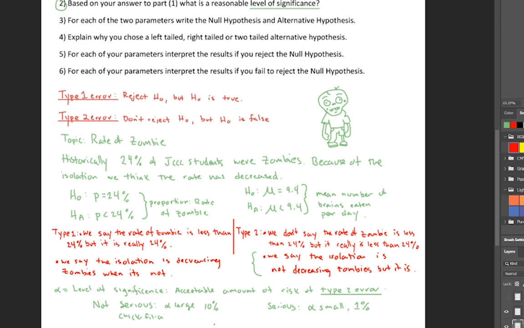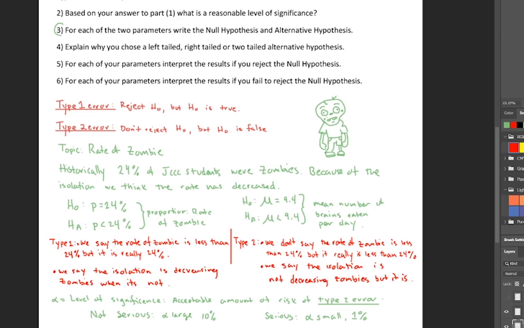So think about your project and think about what could go wrong in the real world if you come to a wrong conclusion. And if that's not a big deal, then you're going to choose a large level of significance. And if it is a big deal, then you're going to choose a small level of significance. In my mind, wiping out the zombie hordes is a very big deal, and I don't want to come to a wrong conclusion about this. So I would choose a small level of significance in my example.